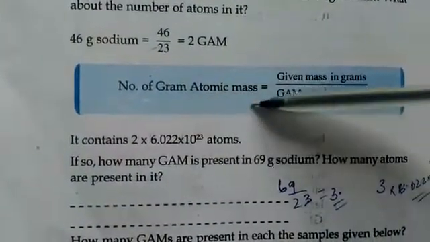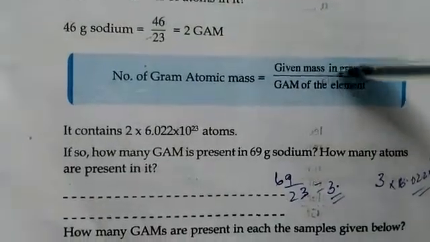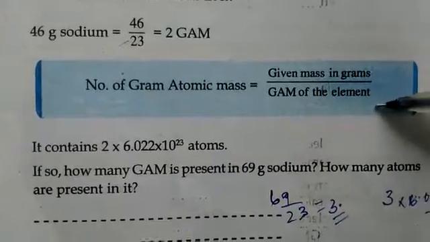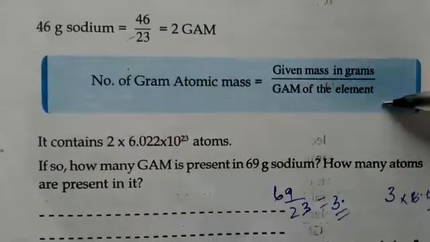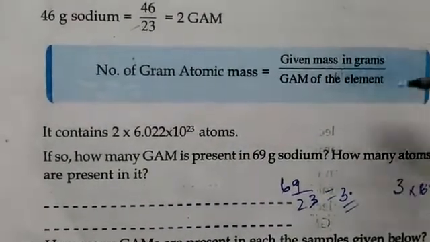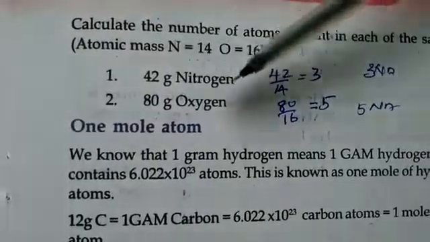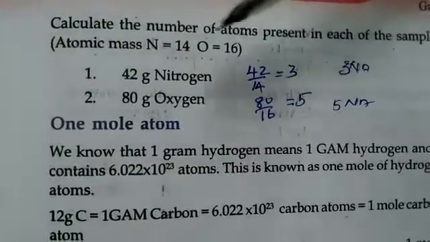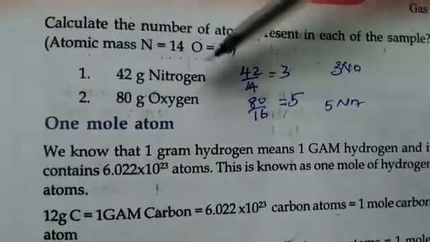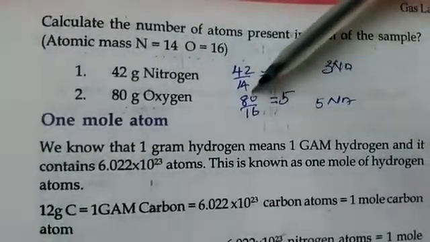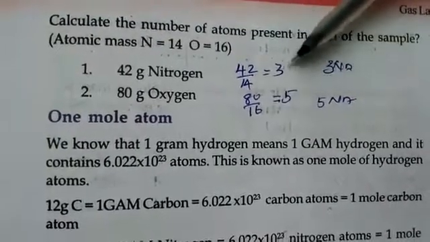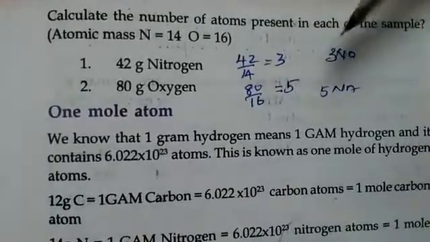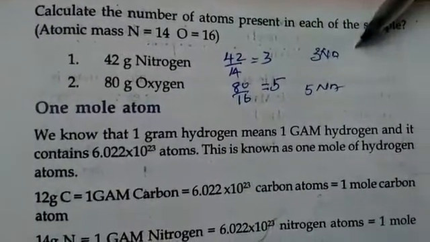First one is number of atoms. How can we calculate the number of gram atomic mass? The equation is given here. Given mass in grams divided by GAM of the element. So I have given you two problems relating that one. 42 gram of nitrogen. So what is the number of atoms present in each sample? So 42 gram is given here. It's nitrogen atomic mass. So it is divided by 14. That is 3. Clear or not? The number of atoms 3 Na.